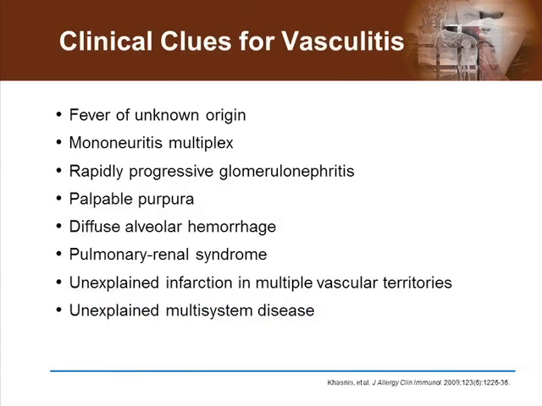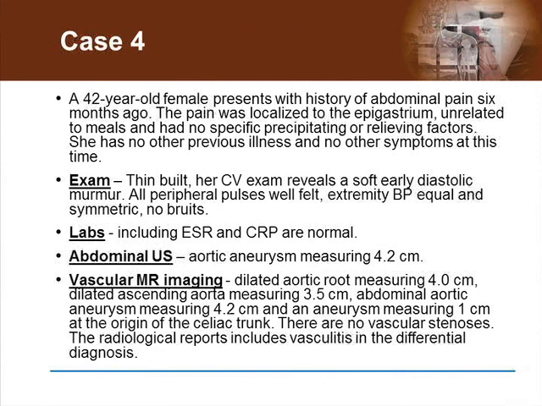So what are some of the clinical clues that should alert you to the possibility of a primary systemic vasculitis? Fever of unknown origin, mononeuritis multiplex like we saw in a previous case, rapidly progressive glomerulonephritis, palpable purpura, diffuse alveolar hemorrhage, as we also saw in an earlier case, pulmonary-renal syndrome, unexplained infarction in multiple vascular territories, and unexplained multisystem disease. All these are possibilities that should alert you to the probability of primary systemic vasculitis. Let's look at a couple of other cases.